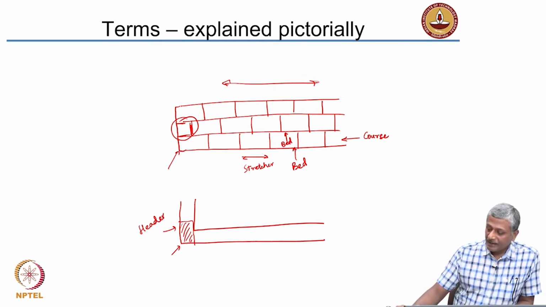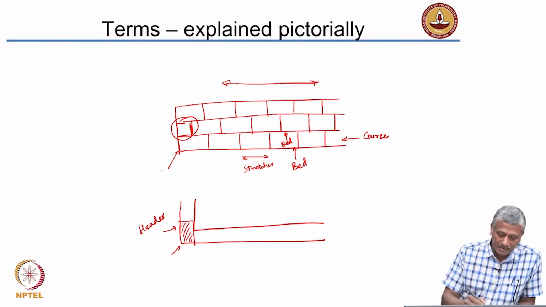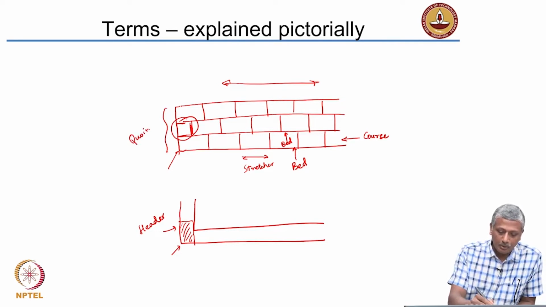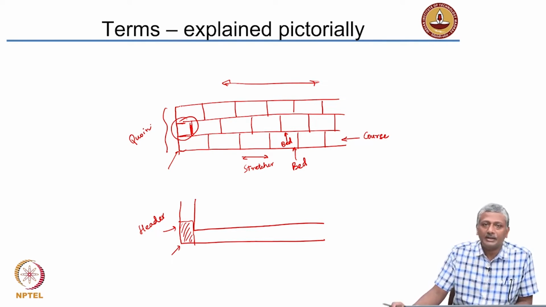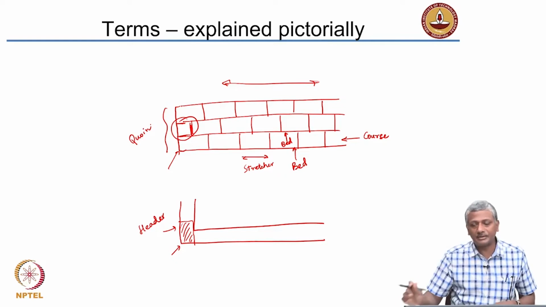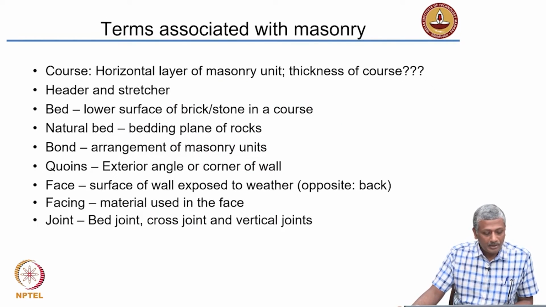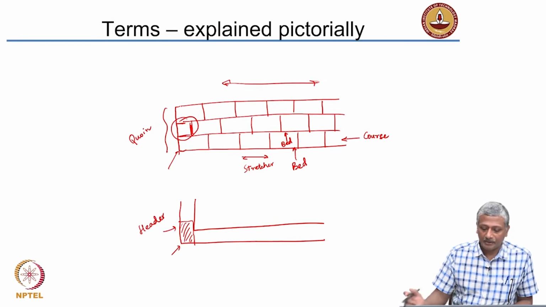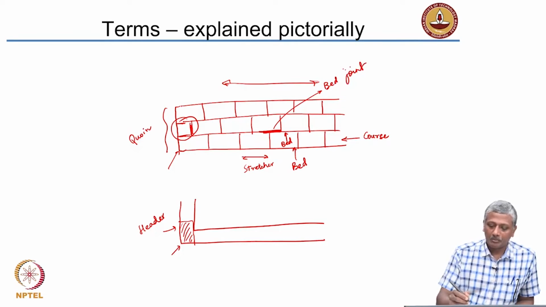Then we have the coin. Again, as I said, the coin is nothing but the exterior angle of the wall. That exterior angle is called the coin. That is where we actually use the coin closers or queen closers to close out the wall at the end so that it can run in the other direction. I'll come to that when we get to specific arrangements of the brick units. Then we talked about the joints. The mortar that is in the bed is called the bed joint, obviously. The mortar that is in the vertical parts is called the vertical joint.